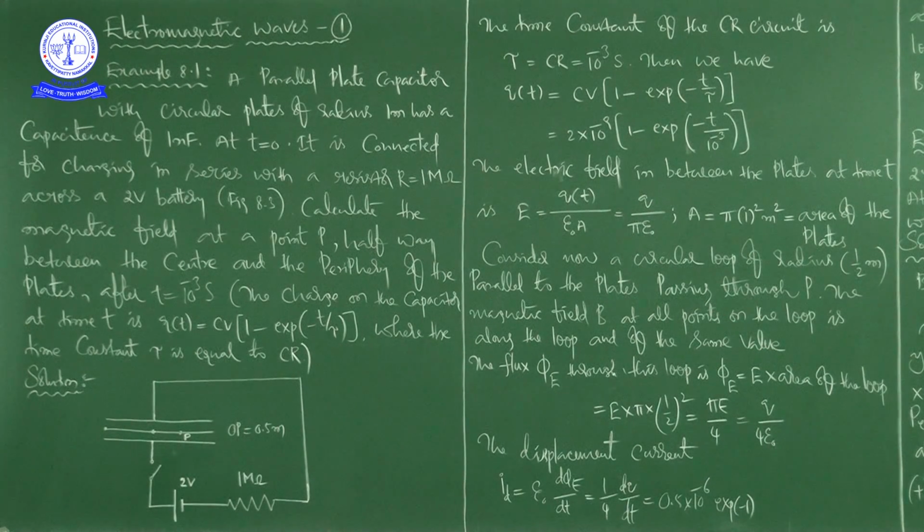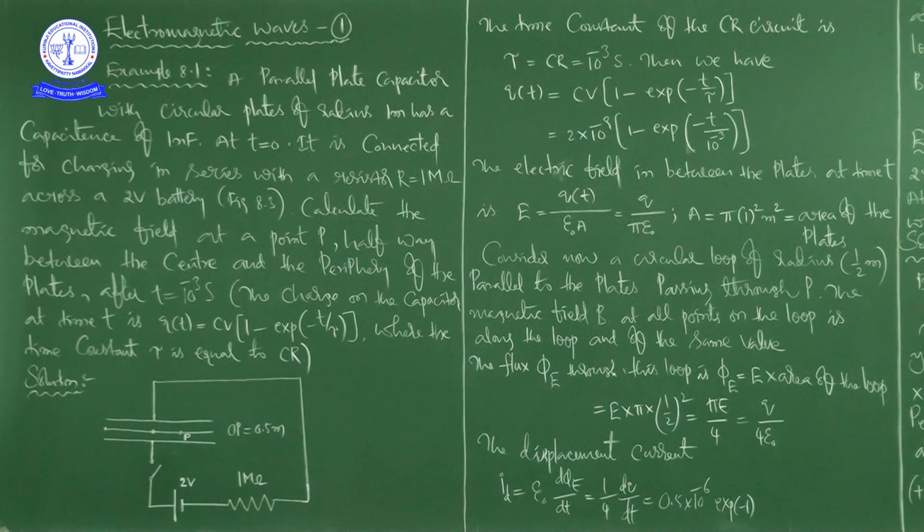Please try to understand what I am saying. Consider now a circular loop of radius 1 by 2 meters parallel to the plates passing through P. The magnetic field B at all points on the loop is along the loop and of the same value.